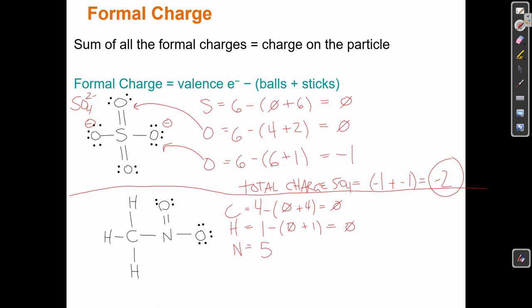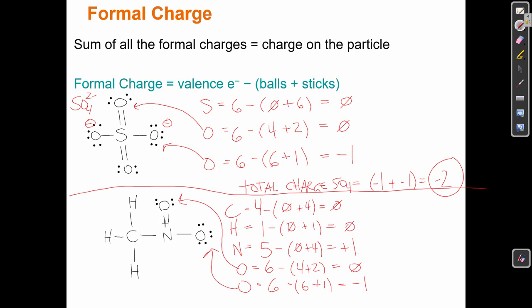Let's look at nitrogen. We already saw that nitrogen has 5 valence electrons because of where it is on the table. How many balls does nitrogen have? 0. How many sticks? 1, 2, 3, 4. Zero plus 4. So this is 5 minus 4 plus 1. Nitrogen has plus 1. Oxygen, this first oxygen, has 6 valence electrons, 4 balls, 2 sticks. 6 minus 6, 0. The second oxygen, 6 valence electrons, 1, 2, 3, 4, 5, 6 balls plus 1 stick, 6 minus 7 equals minus 1.